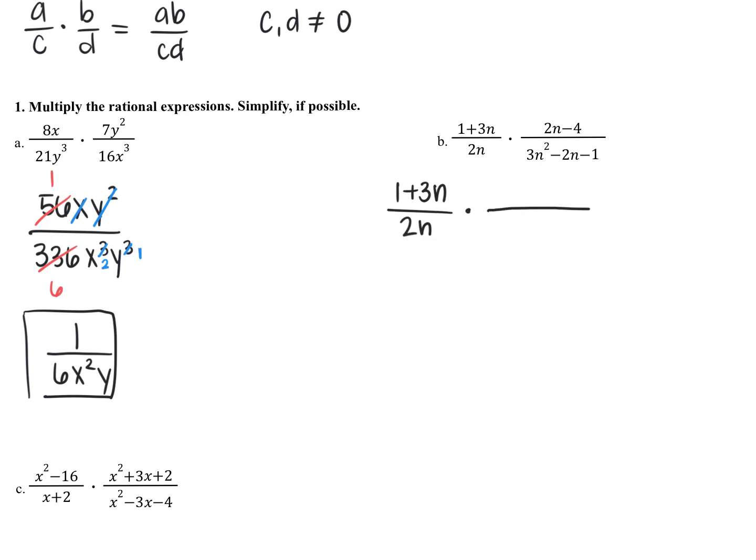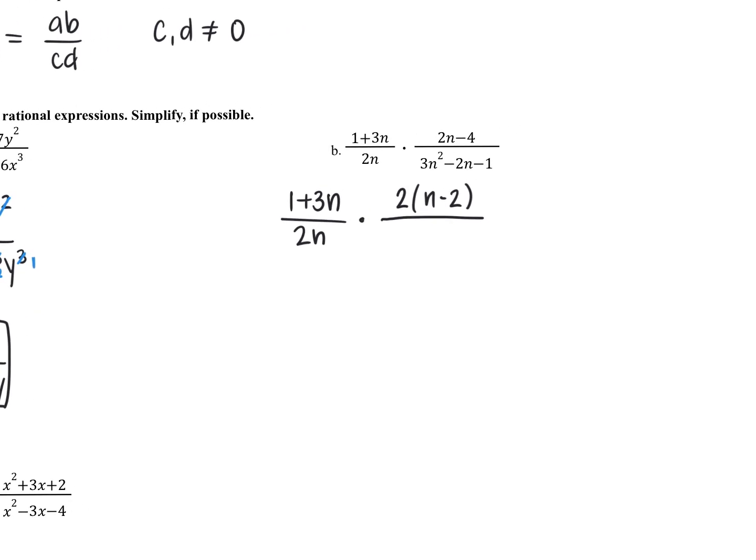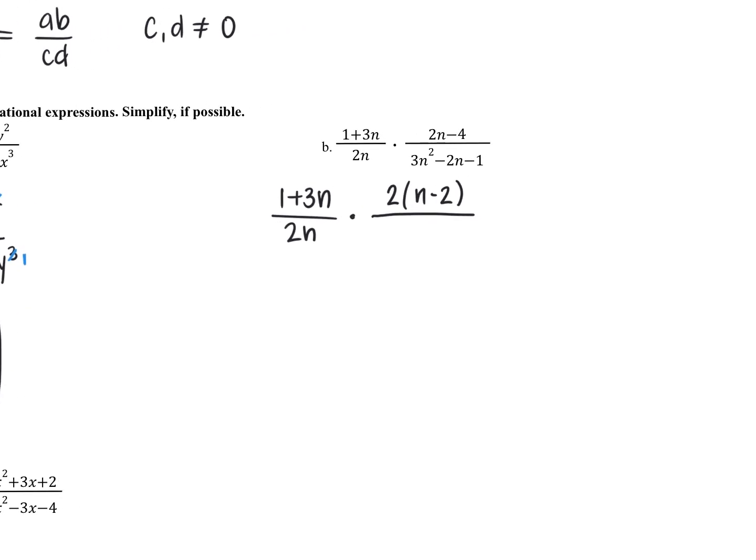Then for my second fraction, 2n minus 4, there's a GCF there. So I'm going to factor out the 2, and I'm left with n minus 2. And in my denominator, we have 3n squared minus 2n minus 1. Now, if I want to factor that, I'm going to have to use my box method. So we have our 3n squared and our negative 1. So when I do 3 times negative 1, I get negative 3. So I'm looking for the numbers that multiply to negative 3 and add to negative 2, which is going to be negative 3 and 1. We have negative 3n and 1n.